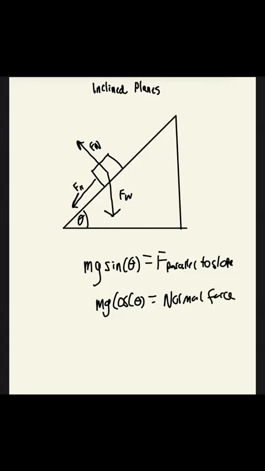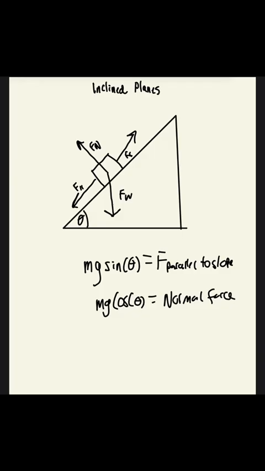Now, there's also friction. Friction also acts parallel to the slope, and it opposes the motion. So if this mass, or this box, was sliding down the slope due to the parallel force and the weight force, then the friction force would be opposing that motion and acting up the slope.